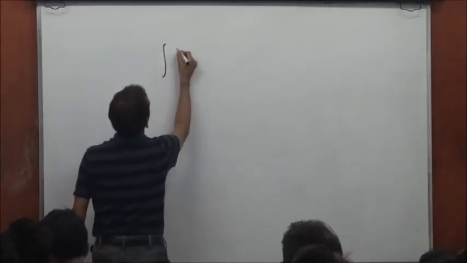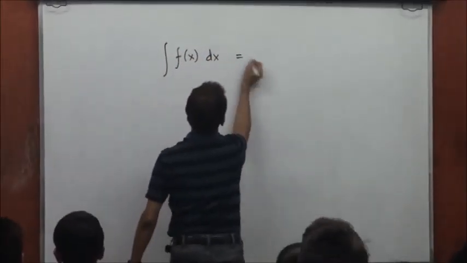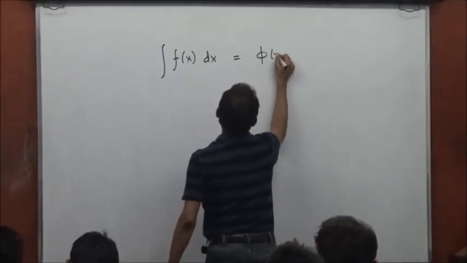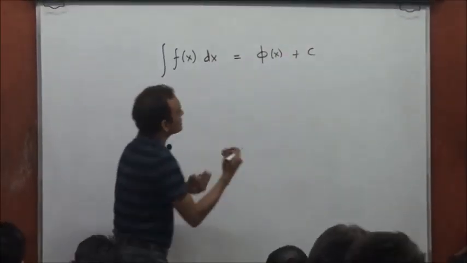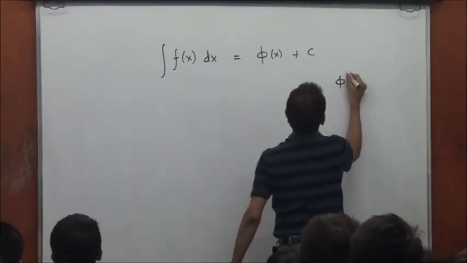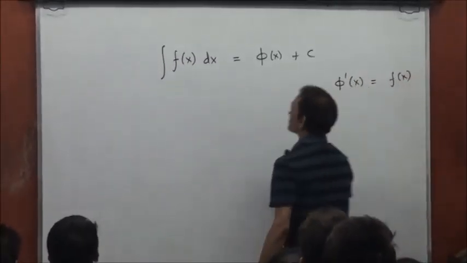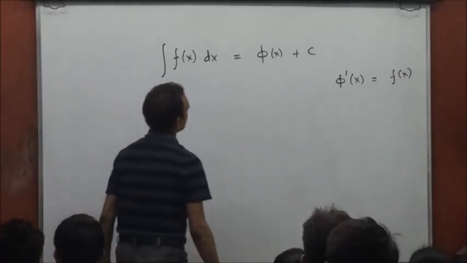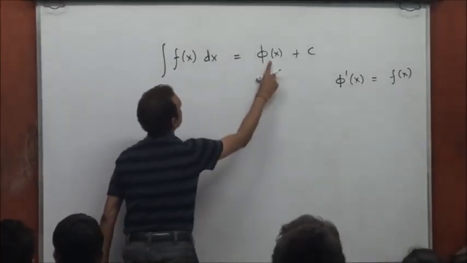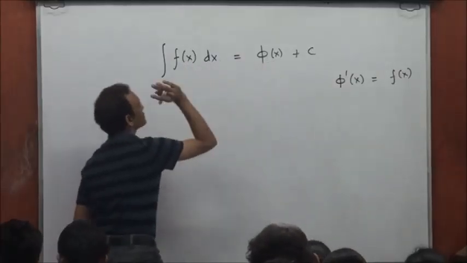Essentially, when I have the integral of f(x) dx equal to some phi(x) plus c, what this means is that phi dashed x must be f(x). That's what it means. This is the primitive and f(x) is its derivative.